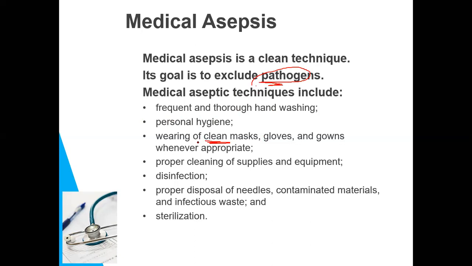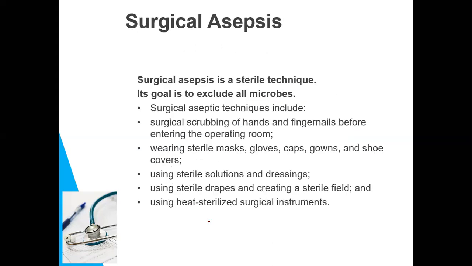So we can use clean masks, gloves, gowns, proper cleaning of supplies and equipment, disinfection by different disinfectants, proper disposal of needles and contaminated materials, and finally sterilization of different tools and surfaces. When we come to talk about more strict procedures, this is what we call surgical asepsis. It's a sterile technique. It means excluding all microbes; instead of saying all pathogens, we say all microbes, whether pathogens or non-pathogens.